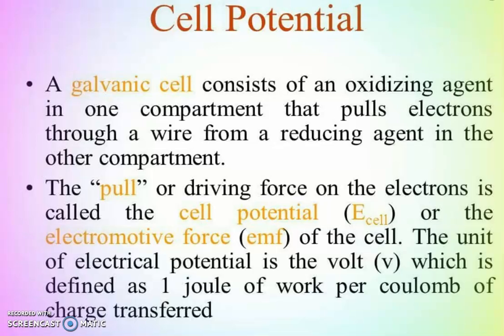So what is cell potential? A galvanic cell consists of an oxidizing agent in one compartment that pulls electrons through a wire from a reducing agent in the other compartment. The pull or driving force on the electrons is called the cell potential, or the electromotive force of the cell. You also know, my friend, the unit of electrical potential is the volt, which is defined as 1 joule of work per coulomb of charge transferred.